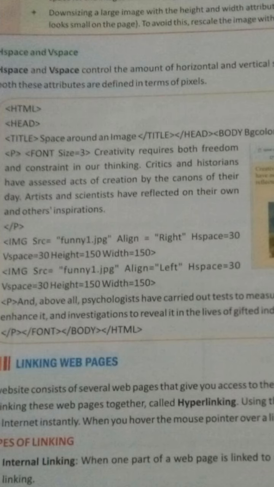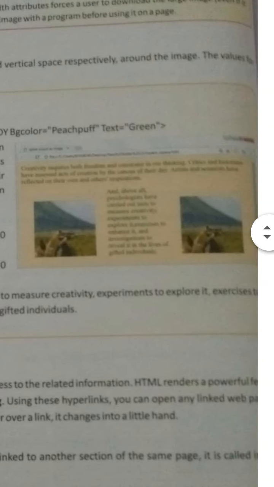Have a look on the web page. One image is coming to the right side, and 30 pixel space is left blank from the top and bottom side, and 30 pixel space is left blank from the left and right side because of the h space and v space attributes. The purpose of this web page is to make you understand the h space and v space attributes.